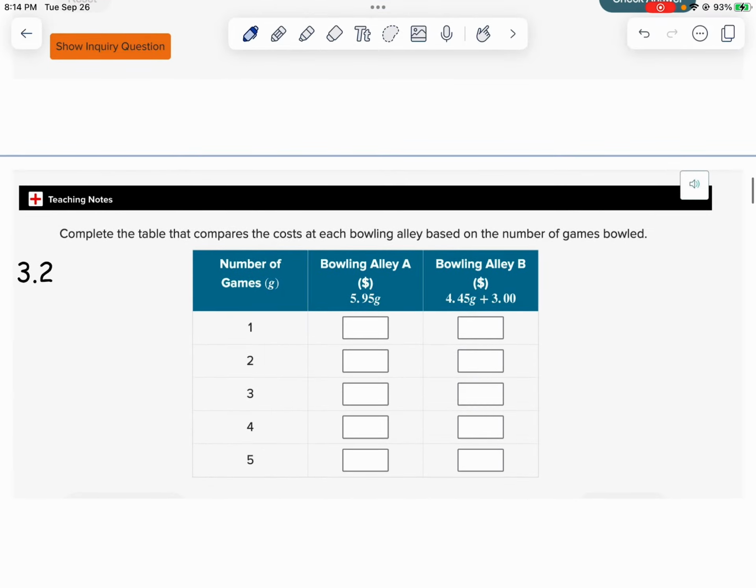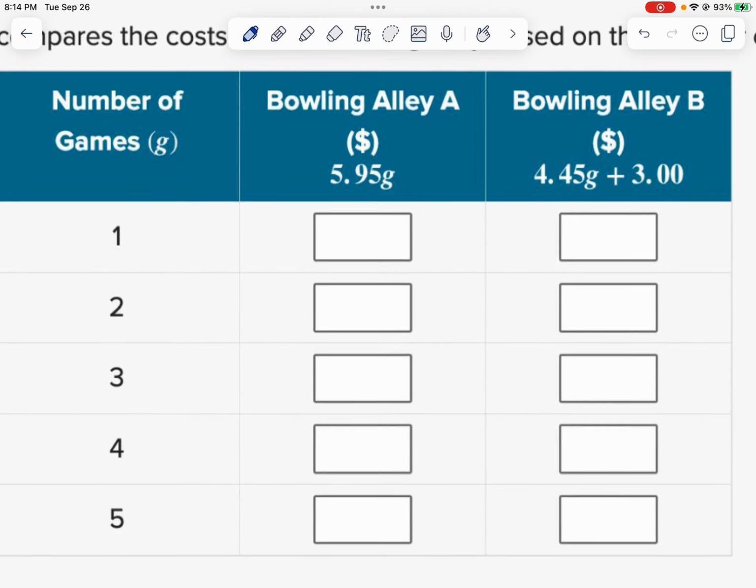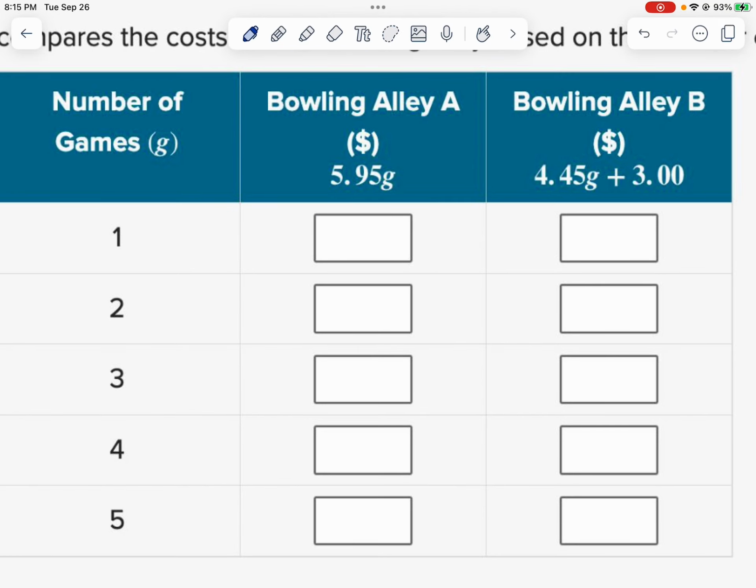Okay, we're going to come here. We want to know the cost for bowling alley A. So all we're going to do is take $5.95 and multiply it by 1. That'll get me $5.95. Then I'm going to take $5.95 and multiply it by 2. 5.95 times 2 is going to get me $11.90. And then I'm going to take $5.95 and multiply it by 3.